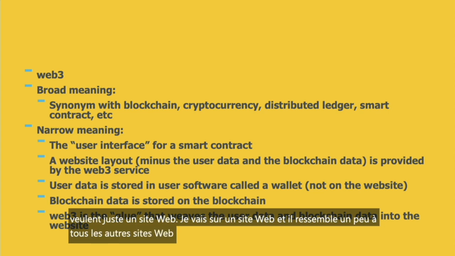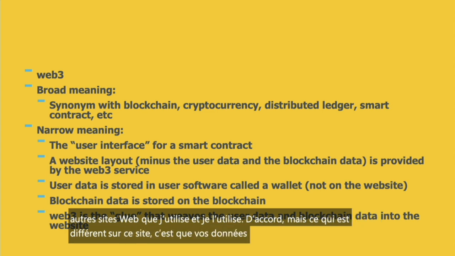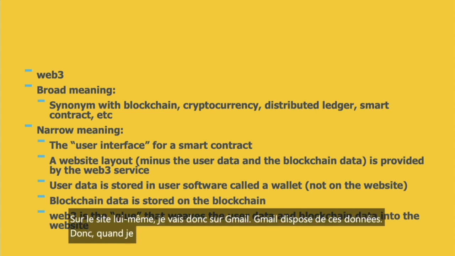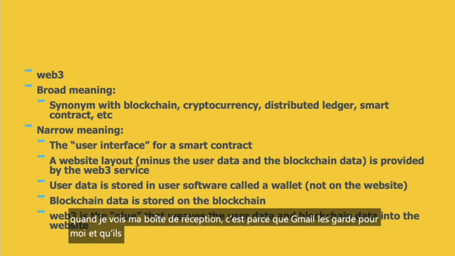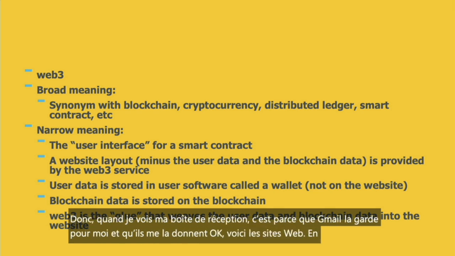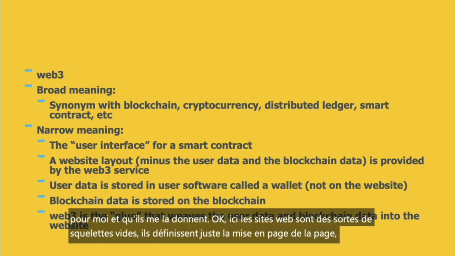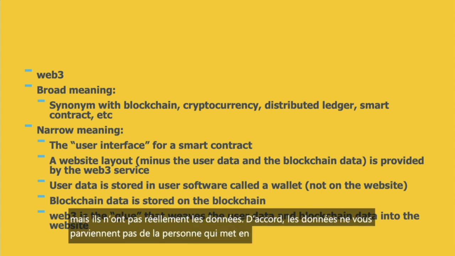But what's different about this website is normally your data is stored on the website itself. So I go to Gmail, Gmail has that data. So when I see my inbox, it's because Gmail's holding on to it for me and they're giving it to me, okay? Here, the websites are sort of empty skeletons. They just define the layout of the page, but they don't actually have the data. Okay, the data is not coming to you from the person that puts up the website. The data is coming from two places.